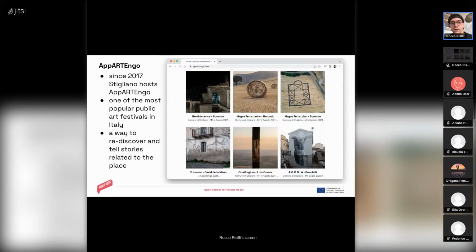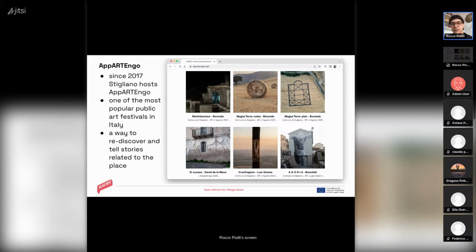But what happened in Stigliano is that since 2017, it hosts a festival named Appartengo, one of the most popular festivals of public art in Italy. This festival is organized by some people living in the village, with the aim to rediscover and tell stories about the village of Stigliano and the Basilicata region. To do that, they host artists in art residencies in this village. The artists live there with the local community, and they find new ways to tell stories about Stigliano to the people in Stigliano.